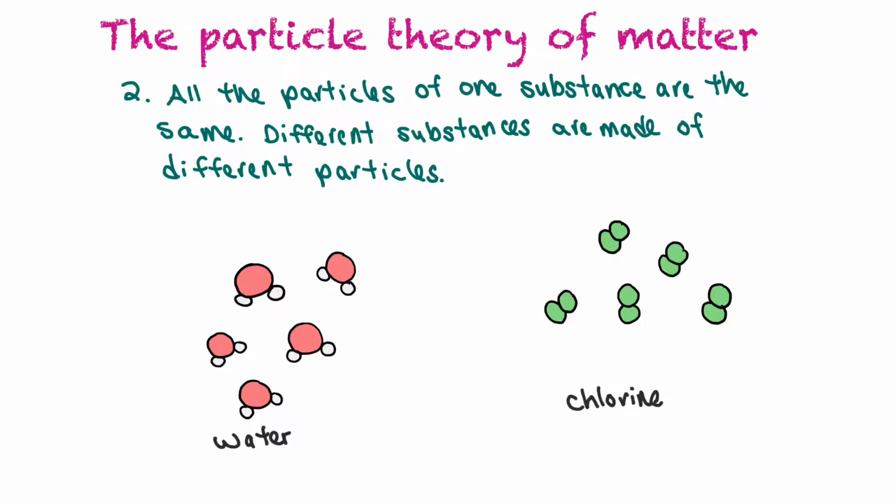The second point of the particle theory of matter is that all the particles of one substance are the same, and that different substances are made of different particles. So in this example, we have some water molecules. Those are the particles that make up water. And they're made of 1 oxygen and 2 hydrogens. So you may know that the formula for water is H2O, and that's because there's 1 oxygen and 2 hydrogen atoms. Chlorine is another substance, and it's made of 2 chlorine atoms joined together, so chlorine gas.